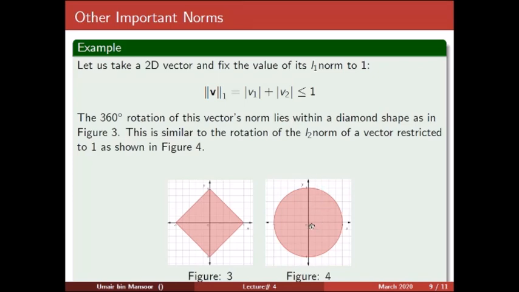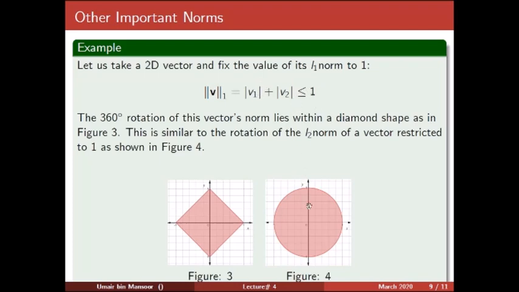So in 2 dimensions, what would be the L2 norm? L2 norm is the square root of the squared components. Let's fix the L2 norm to 1 as well, which is actually the equation of the circle. If I square both of these sides, I get rid of the square root sign, and if I square 1, it remains 1. So v1 squared plus v2 squared is less than or equal to 1.